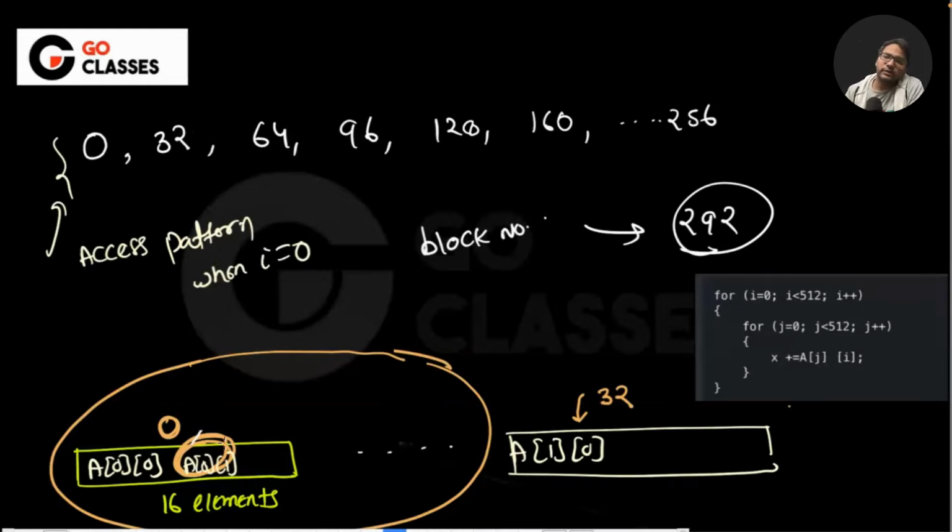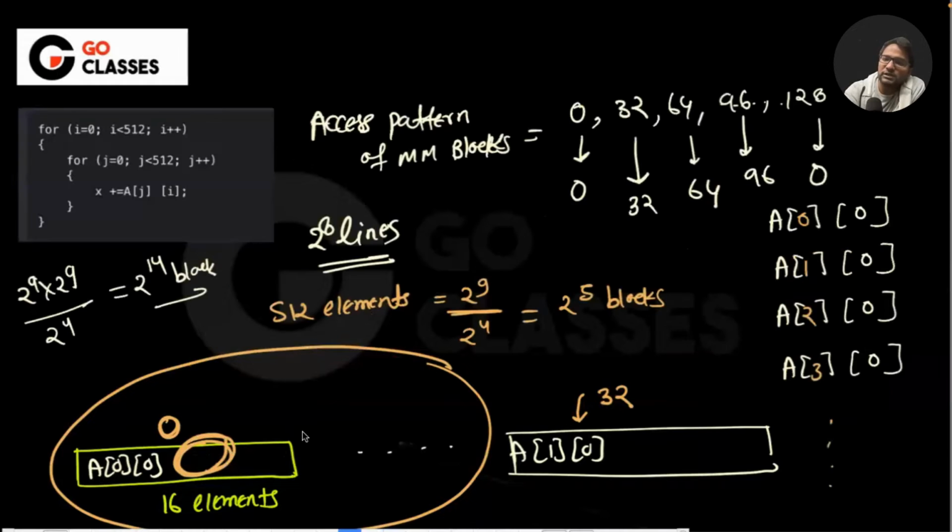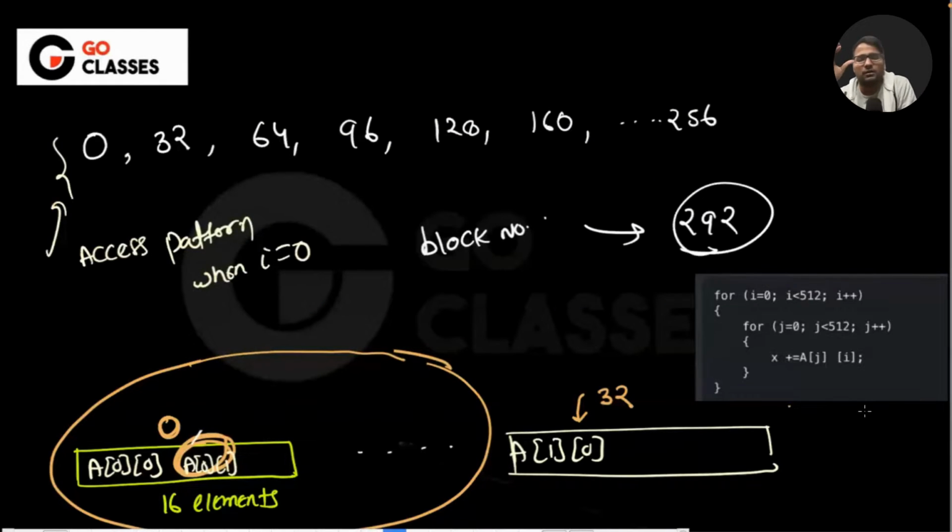Which means I'm going to access A00, then I'm going to access A10, A20, and A30, right? But let's not worry about the indices. I'm just saying what is the block number you are accessing. 0. And then you got to know that 32 away is the next element. So 32 plus 32 plus 32, you will keep on doing, right? Let me know if that is fine to everyone. Okay, this is the access pattern.